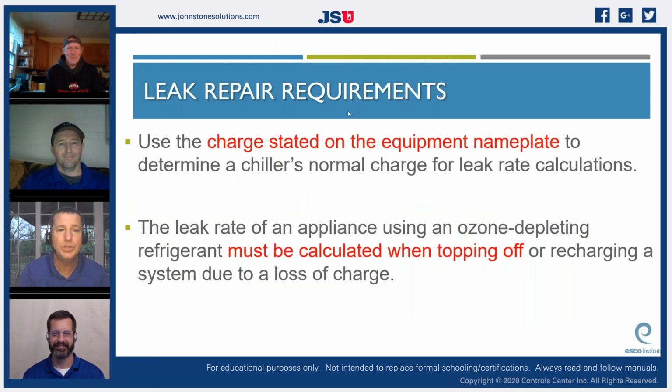All right, so use the charge stated on the equipment nameplate to determine a chiller's nominal charge for leak rate calculations. You know, by the time you get into pieces of equipment that have 50 pounds of refrigerant or more, they are typically, and should be, commissioned, right? So when we commission a piece of equipment, we're looking at the total refrigerant that's in each component, and we're also calculating how much refrigerant is in our line sets. A good technician is going to write that number down on the nameplate, so we know exactly how much refrigerant was in the original installation. So the leak rate of an appliance using an ozone depleting refrigerant must be calculated when topping off or recharging a system due to a loss.